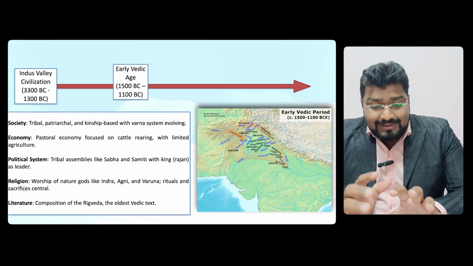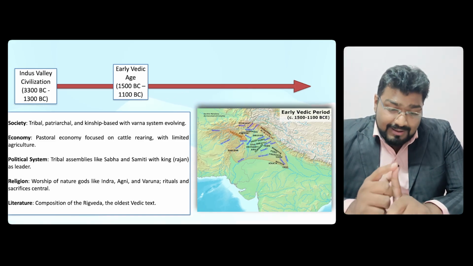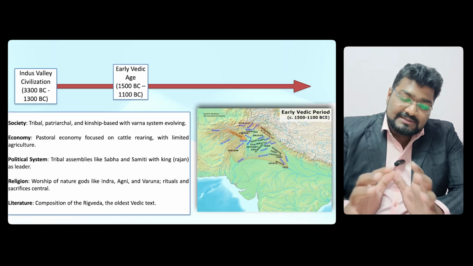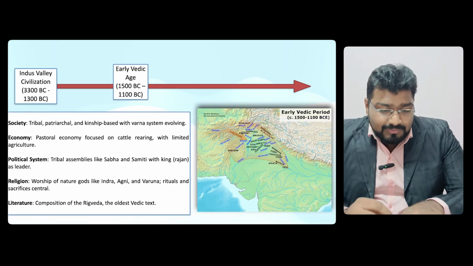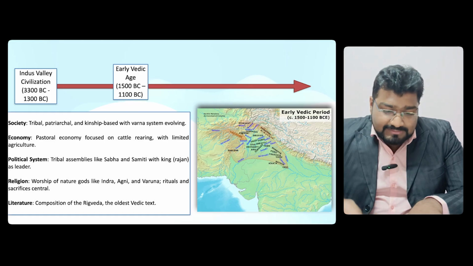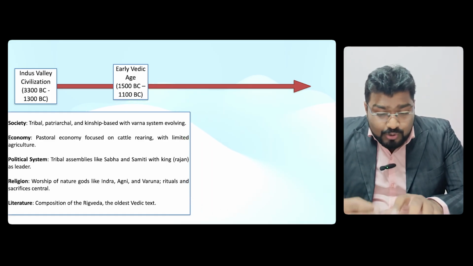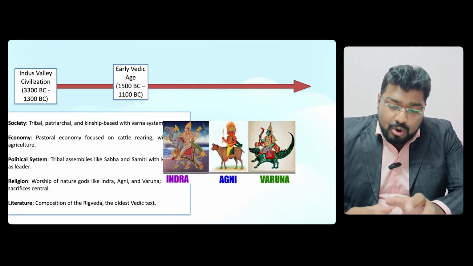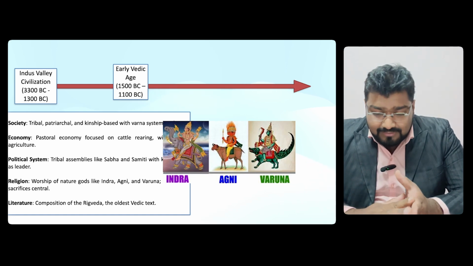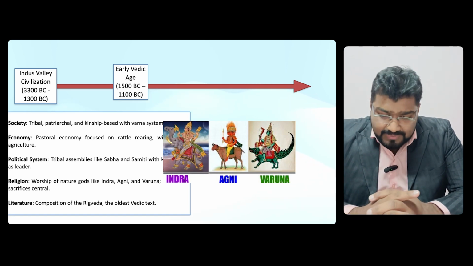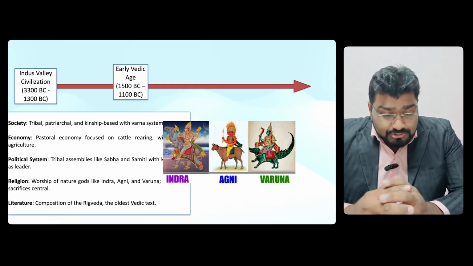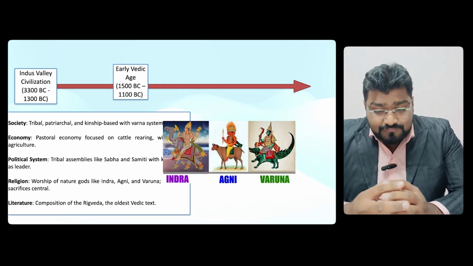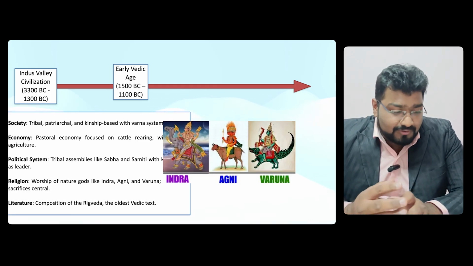Okay, tribal assemblies were there like Sabha and Samiti with the king as the leader. King means Rajan. Okay, religion. Now here you need to remember one particular thing, that they looked to the sky and saw gods in the thunder, wind, and fire. So gods like Indra, Agni, Varun. So they worshipped them. Right? Nature wasn't feared; it was divine for them.